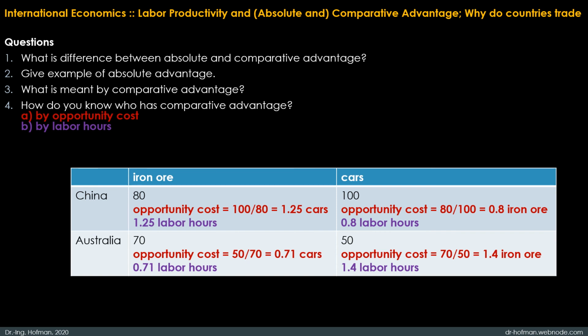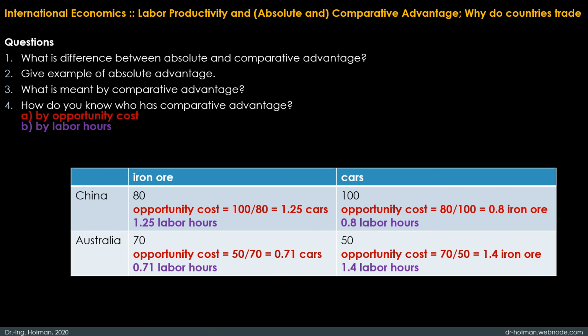And now Australia's opportunity cost of 1 unit of iron ore. Australia can produce 70 iron ore or 50 cars. Therefore, 70 iron ore equals 50 cars. We need to make it 1 iron ore, so we divide both sides by 70. Hence 1 iron ore equals 0.71 cars.